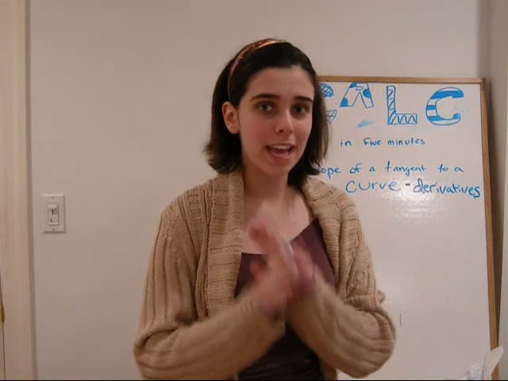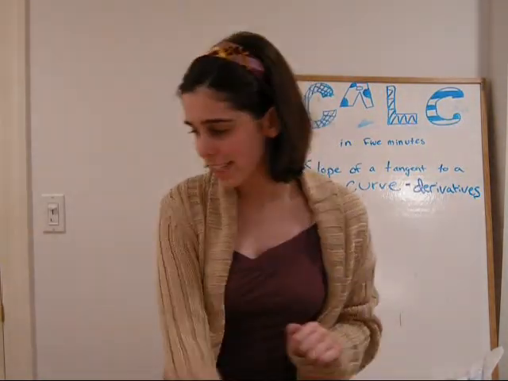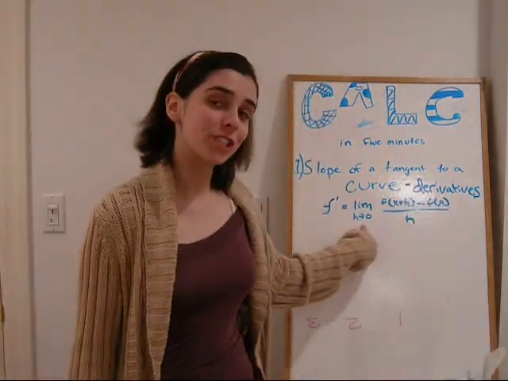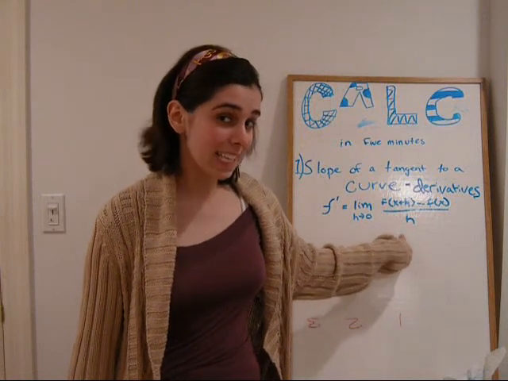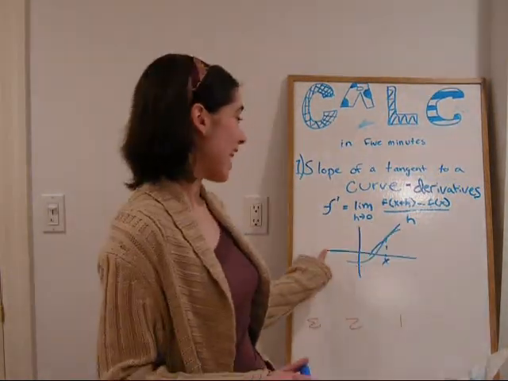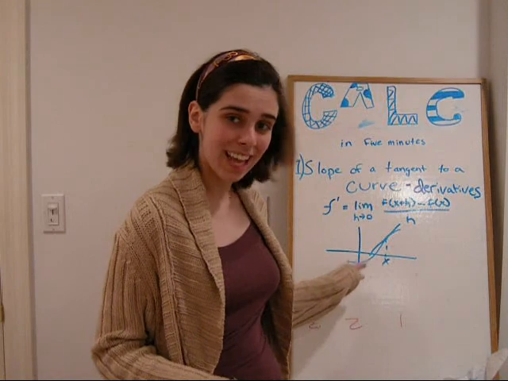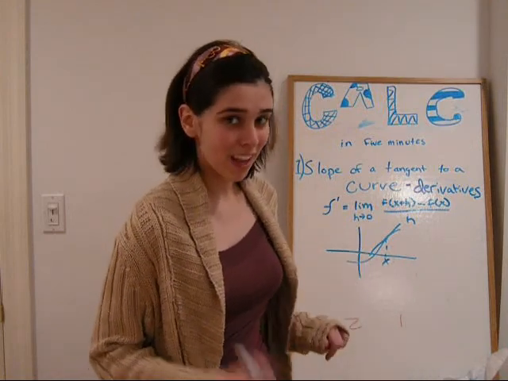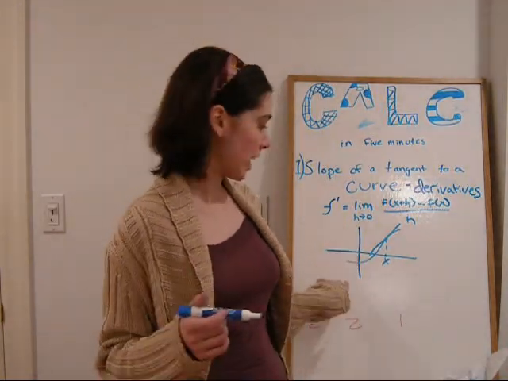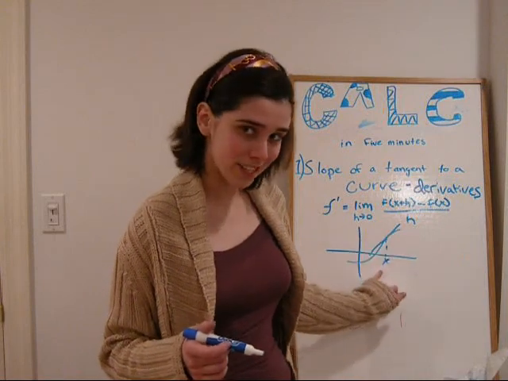We're moving on to the actual definition of the derivative, which is the limit as h approaches 0 of f of x plus h minus f of x over h. The derivative is actually going to give you the slope of the tangent line at x. Also, that's going to be the instantaneous rate of change of the curve at x.